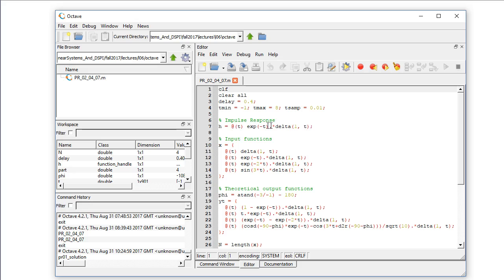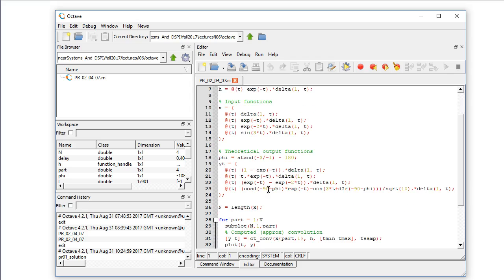So here, this is just defining our impulse response function, and there were 4 problems. So in part A, we just had a unit step as the input. In part B, it was e to the minus t times the unit step. Part C was e to the minus 2t times the unit step. And finally, in the last part, it was a sinusoid times the unit step. And then we calculated the outputs analytically.